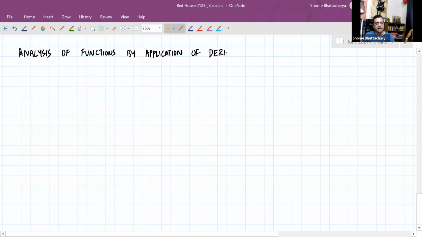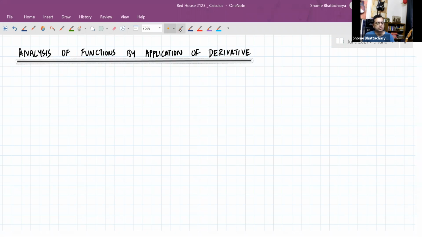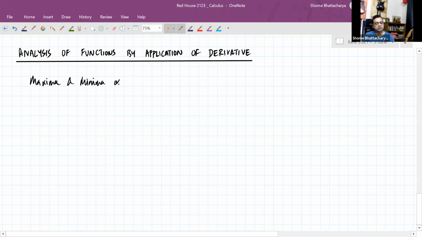So this is typically called application of derivative, or another way of saying application of the process of differentiation. So you will understand maxima and minima of a function. But before that, for any given function, we learn two important terms.